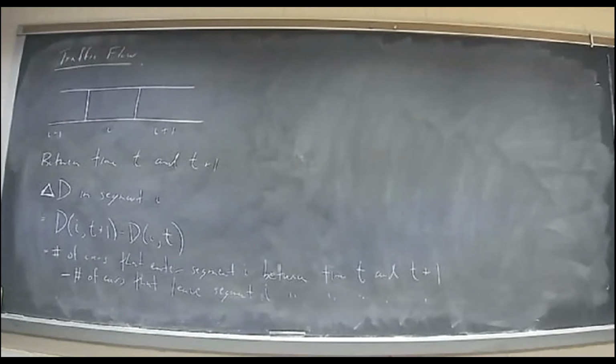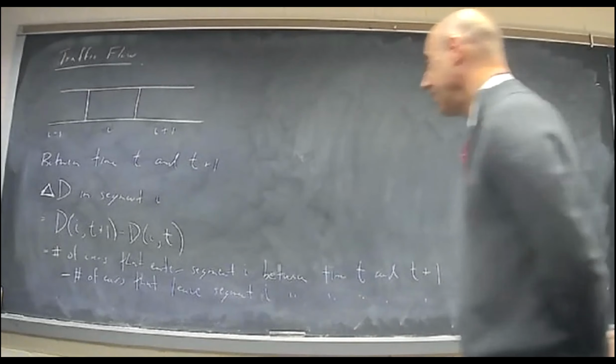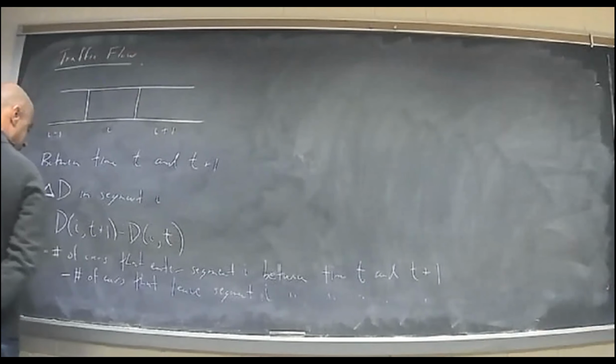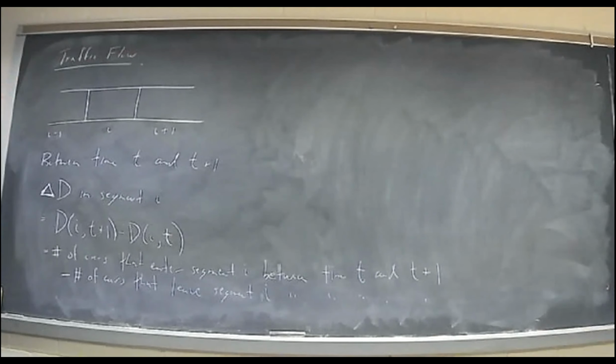If more cars are entering that segment than leaving, the number of cars in that segment is going to go up, and the density is going to go up. If the number of cars leaving is higher than the number entering, then the density is going to drop. Does this make sense? So, to figure out what d_i(t+1) minus d_i(t) equals, we have to figure out how many cars are entering minus how many cars are leaving.